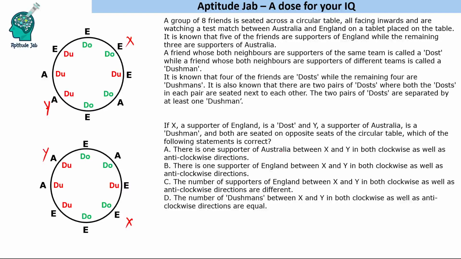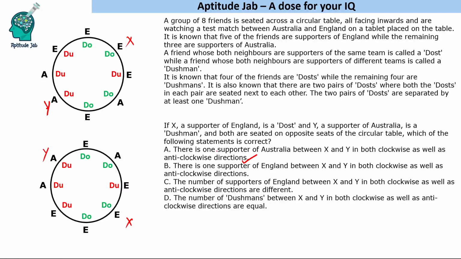There is one supporter of Australia between X and Y in both clockwise as well as anti-clockwise direction. Supporter of Australia, clockwise and anti-clockwise, both directions, 1 and 1. So that is correct. The first statement came out correct. Okay, no need to check others. But let us verify whether the question is right. There is one supporter of England between X and Y in both clockwise as well as anti-clockwise direction.